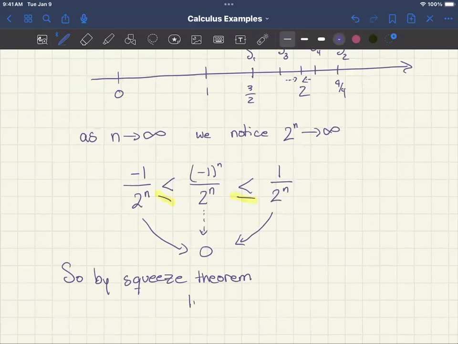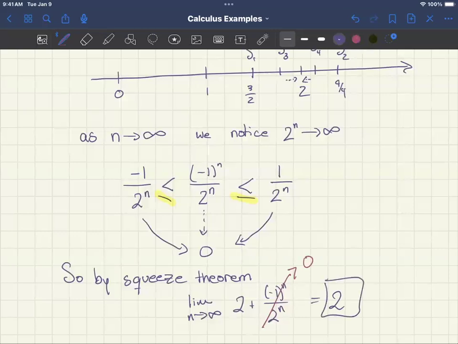So by the squeeze theorem, the limit as n goes to infinity of 2 plus negative 1 to the n over 2 to the n. We know that this second term goes to 0. So the whole thing itself goes to the number 2.